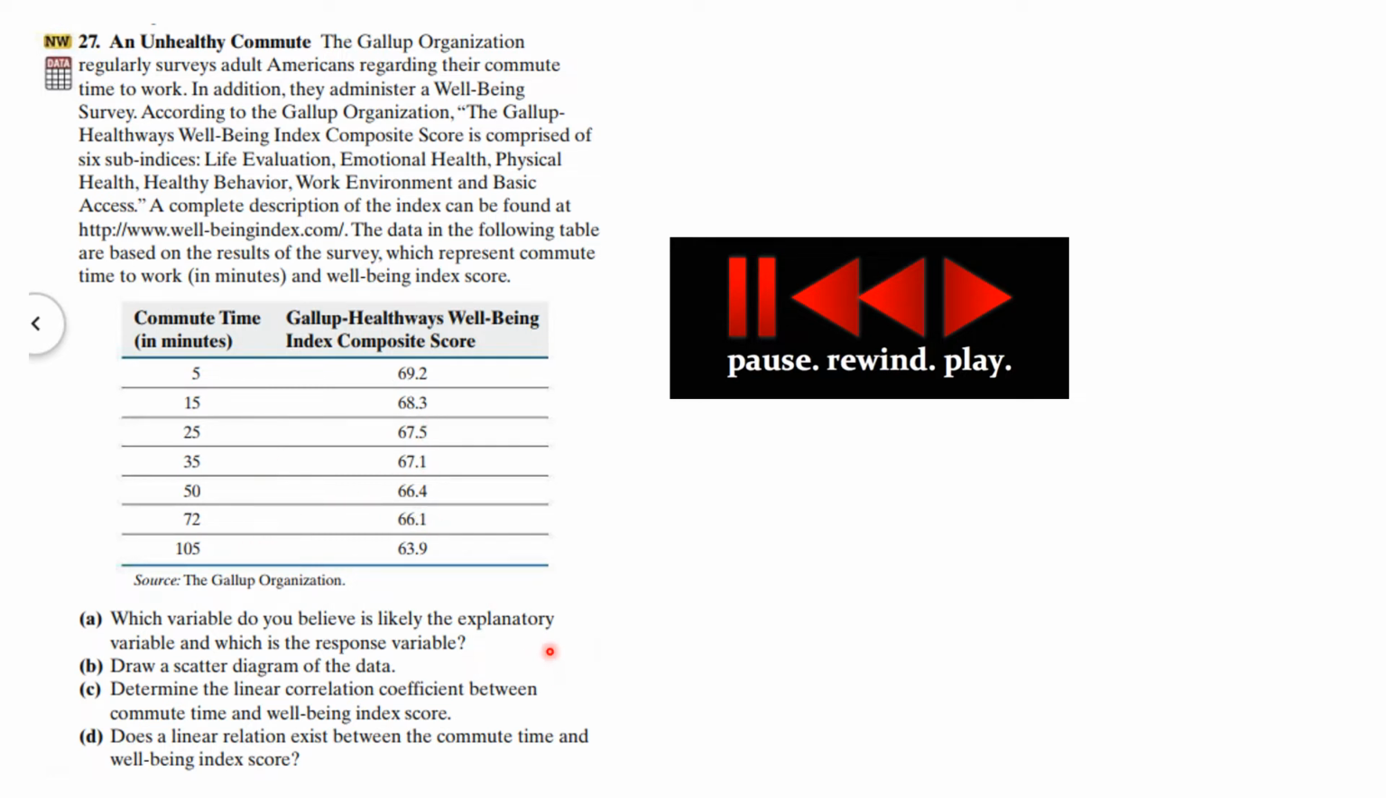And so I asked some questions. Which variable do you believe is likely the explanatory variable, and which is the response variable? I ask you to draw a scatter diagram of the data. I ask you to determine the linear correlation coefficient between the commute time and the well-being index score. And then I ask, does a linear regression or linear relation exist between the commute time and the well-being index score? That is, is the linear equation good enough to use? You know what to do. Let's see how you did.